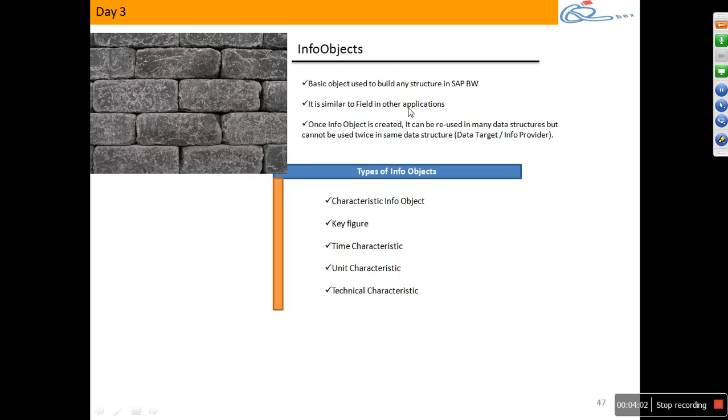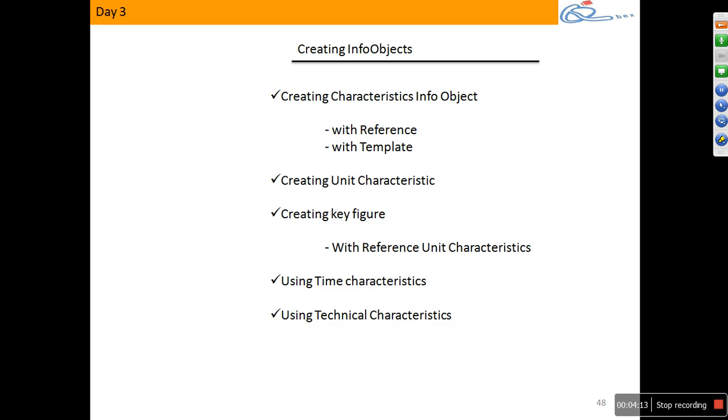Then we've seen about InfoObject yesterday. That's going to be similar to your field in other applications, or each column in the source, we refer to it as what? InfoObject, and we have different types: characteristics, key figure, time, all this.